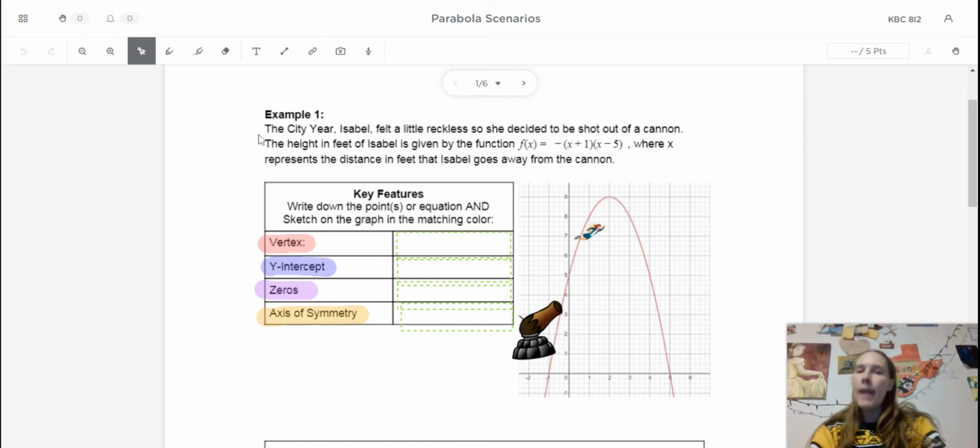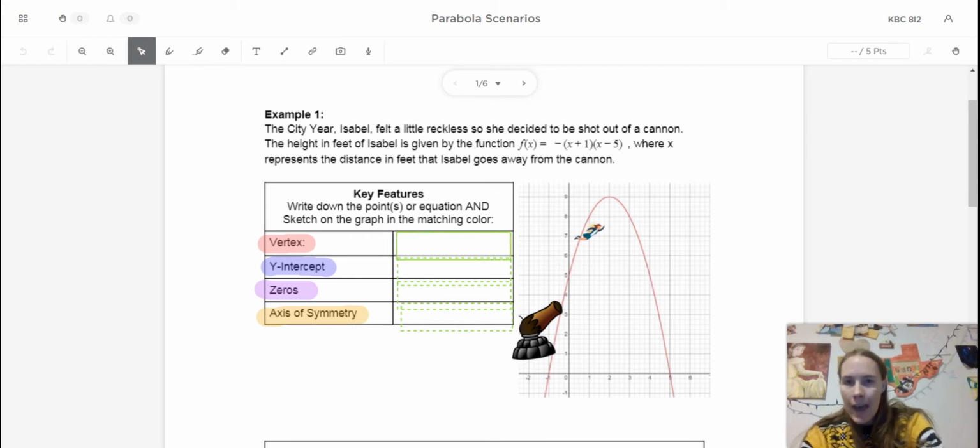So, example 1. The city year, Isabel, felt a little reckless, so she decided to be shot out of a cannon, because, who wouldn't? The height in feet of Isabel is given by the function f of x equals negative x plus 1 times x minus 5, where x represents the distance in feet that Isabel goes away from the cannon. So this is a graph of the function with Isabel being shot out of the cannon. So the first thing we want to do is find those key features.